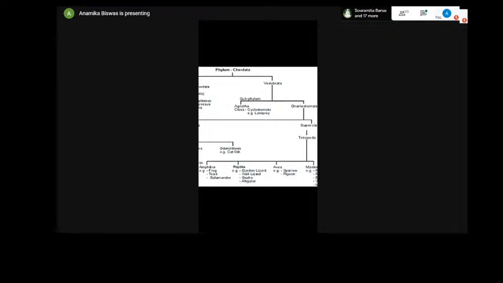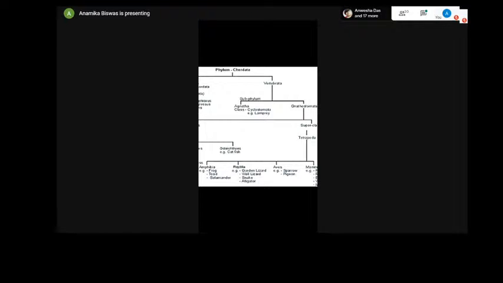So under vertebrata, two groups are there. One is agnatha, another is gnathostomata. So agnatha, that means cyclostomata.